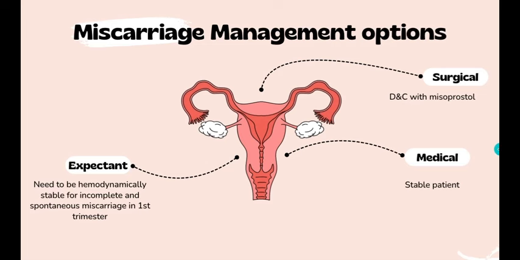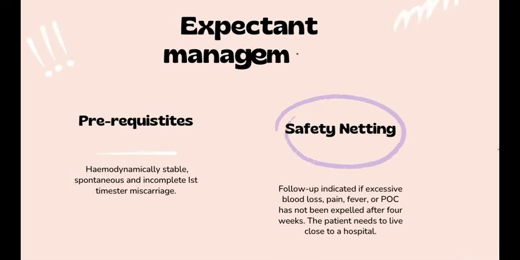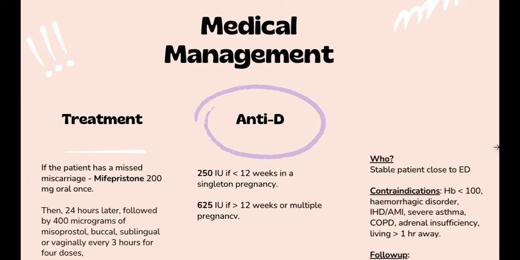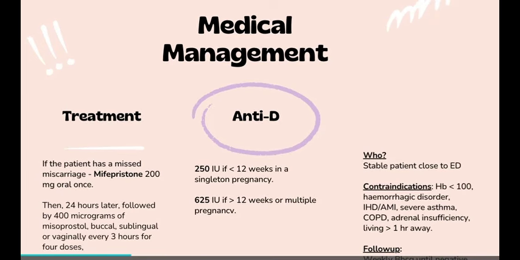So let's talk a little bit more about the points we've raised on this slide. So expectant management. As I said before, the patient needs to be hemodynamically stable, and this is appropriate for incomplete first trimester miscarriages. It is important that the patient is able to live close to a hospital, because they need to re-present if they have excessive blood loss, pain, or fever. This is indicating a septic miscarriage, or for some reason the products of conception have not been expelled after 4 weeks. Medical management is another one that is important to know.